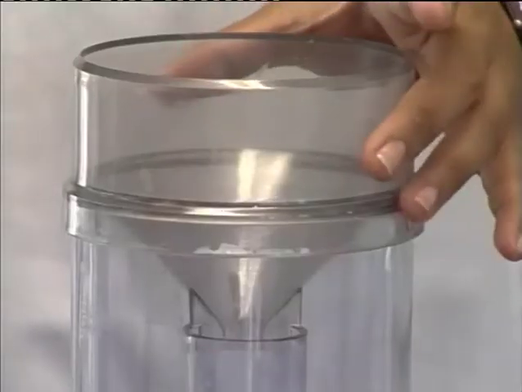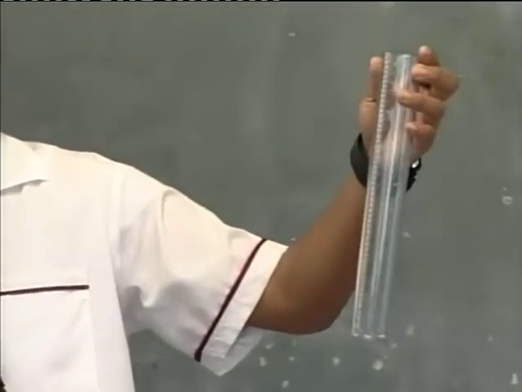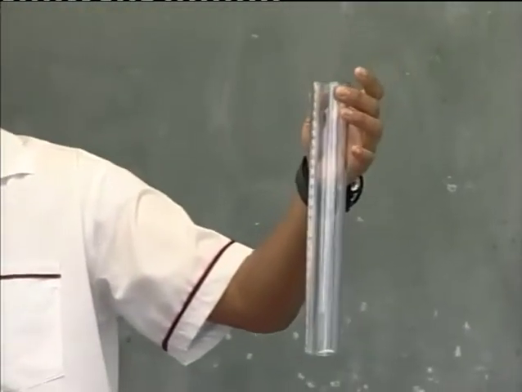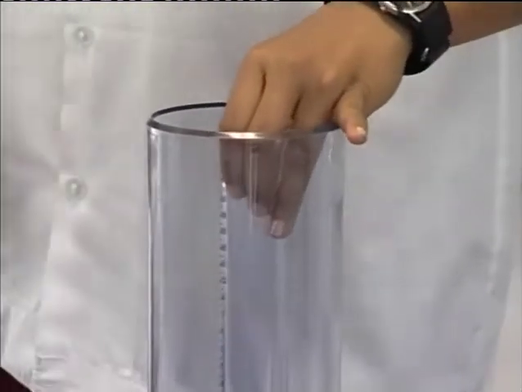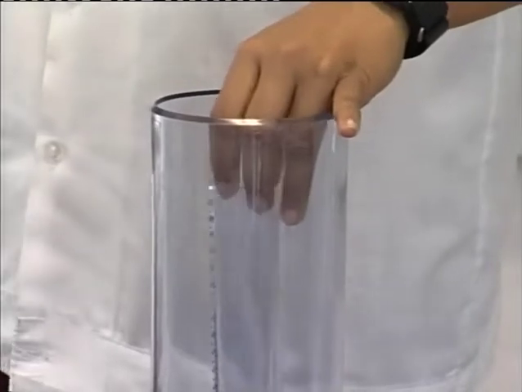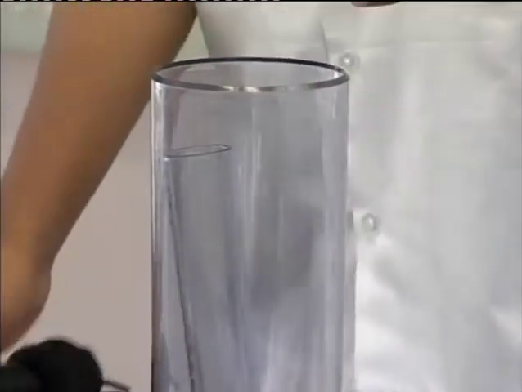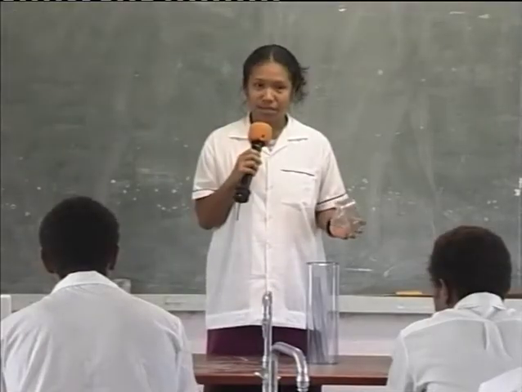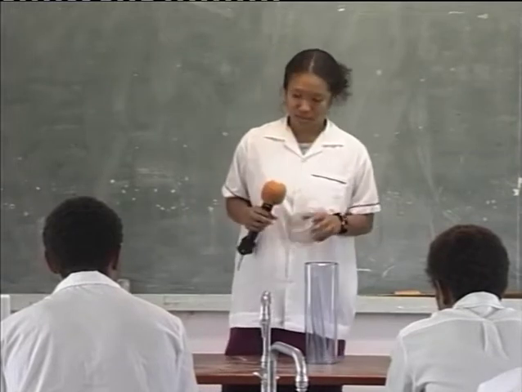When you want to measure the amount of rainfall that has fallen, you take the reading from here, from this measuring cylinder. It's measured in millimeters.